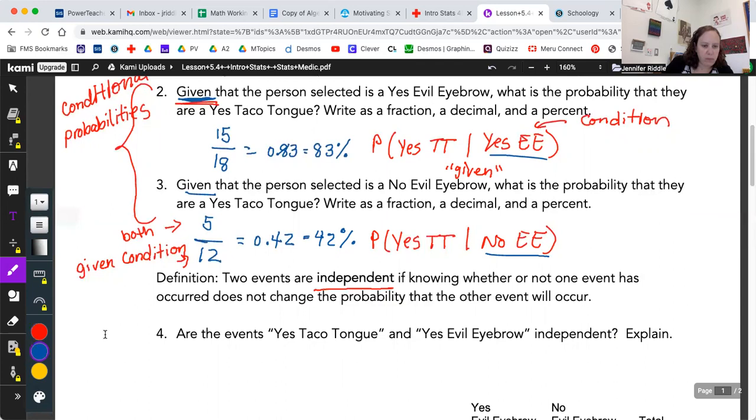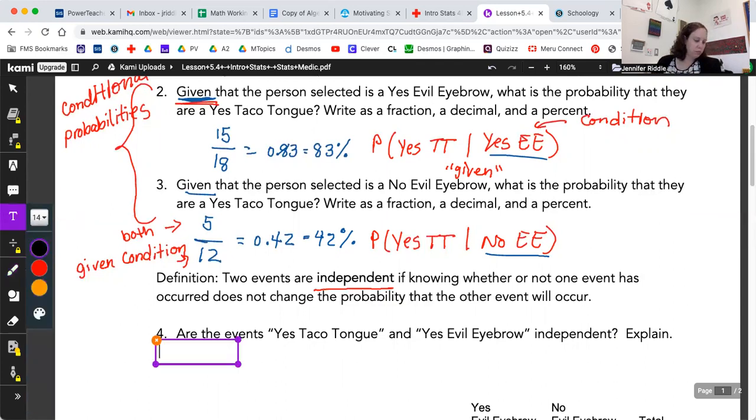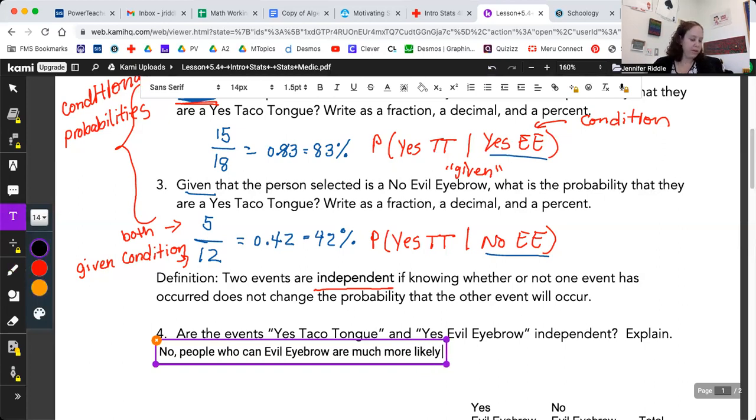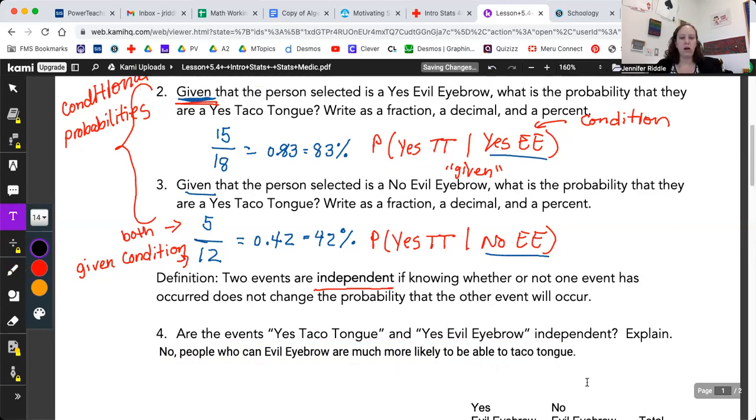Let me type this answer out. I can say no, people who can evil eyebrow are much more likely, 83% compared to 42%, to be able to taco tongue. So these are not independent. Taco tongue and evil eyebrow are not independent because these are not the same probabilities.